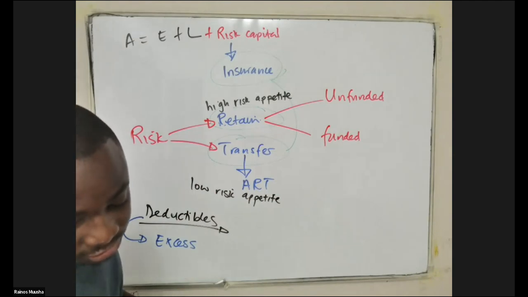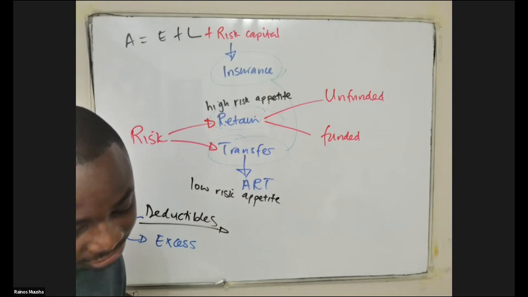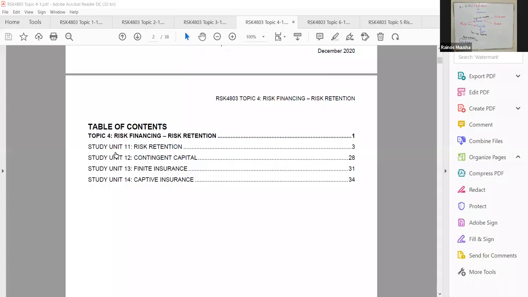So in study unit 11, we look to see and analyze exactly how you check the company's capacity, or the organization's capacity, to do risk retention.